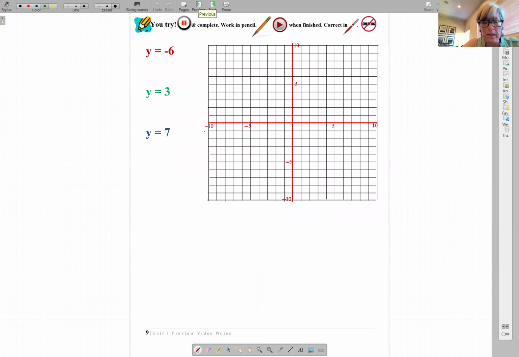Welcome back. Get a red pen in your hand. So y equals negative 6. That's all the points where y is negative 6. It reads like this. It reads something comma negative 6. So 0, negative 6, 1, negative 6, 2, negative 6, 3, negative 6, 4, negative 6. So y equals negative 6 is this horizontal line right here.